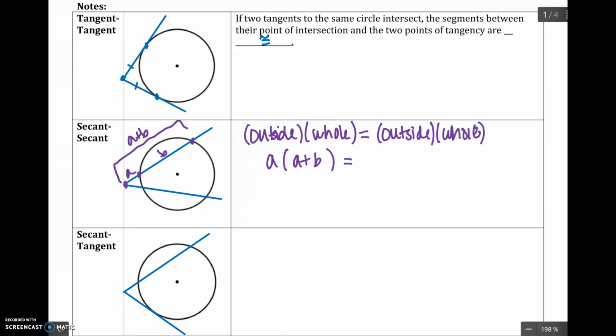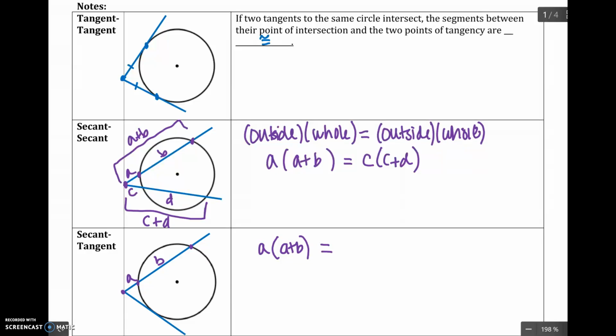And on the bottom tangent, or secant, the outside portion is C, and then the entire thing from there to there would be C plus D. And sometimes it's already added for you. They give it to you as the whole, so that's fine. You can use it that way. All right, and then the same thing here. We have our outside portion times our whole.